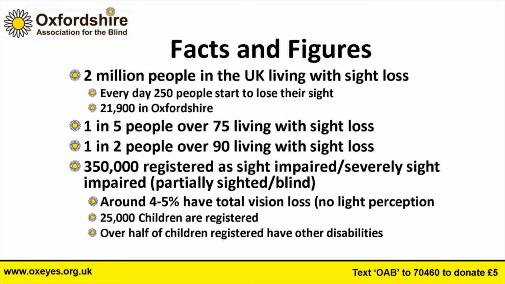1 in 5 people over the age of 75 are living with sight loss, 1 in 2 people over the age of 90. So if you are working with anybody over the age of 75, it's likely you're going to be working with people who have some form of visual impairment, whether that's mild or severe. They might not even recognise the fact that they have a visual impairment. You know, in the past, we used to talk about, oh, Granny just has bad eyesight.